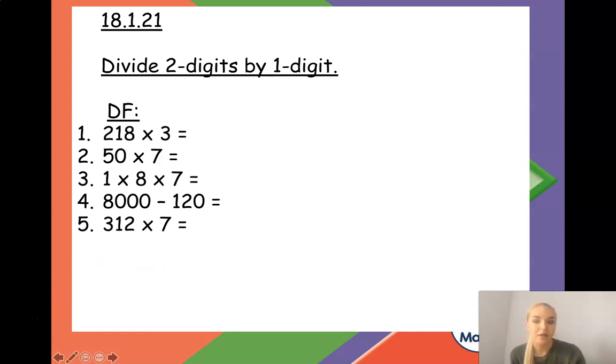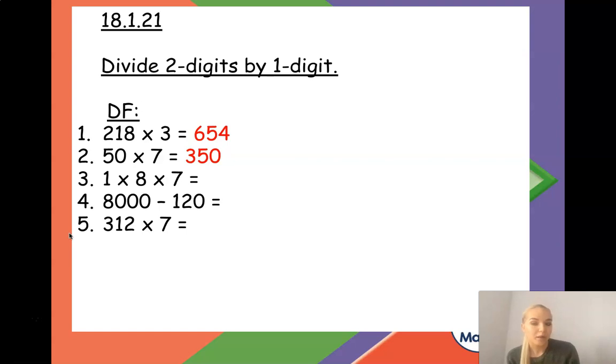Okay, so number 1, 218 multiplied by 3. We can use our knowledge of the written method of multiplication from last week to work this out, finding the answer of 654. Number 2, 50 multiplied by 7. Well, if we know that 5 multiplied by 7 is 35, we can multiply 35 by 10, giving us 350.